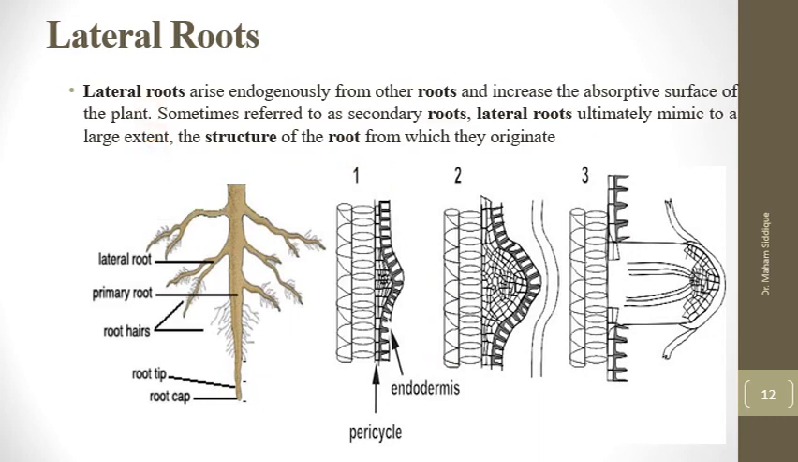Lateral roots. Lateral roots arise endogenously from other roots and increase the absorptive surface of the plant, sometimes referred to as secondary roots. Lateral roots ultimately mimic to a large extent the structure of the roots from which they originate. In this diagram, you can see the primary root, and from primary roots, lateral roots arise, and on lateral roots, root hairs arise. This is the root tip and root cap.